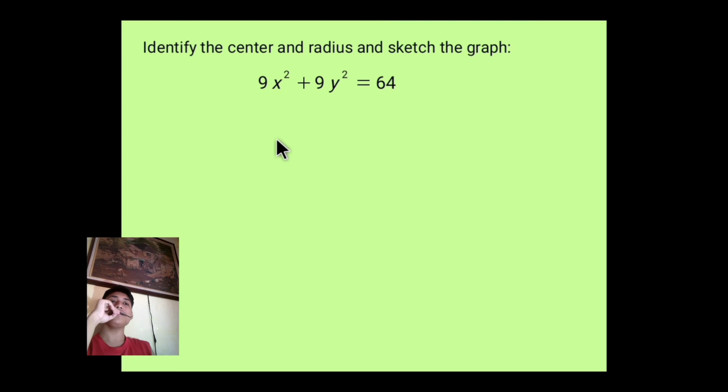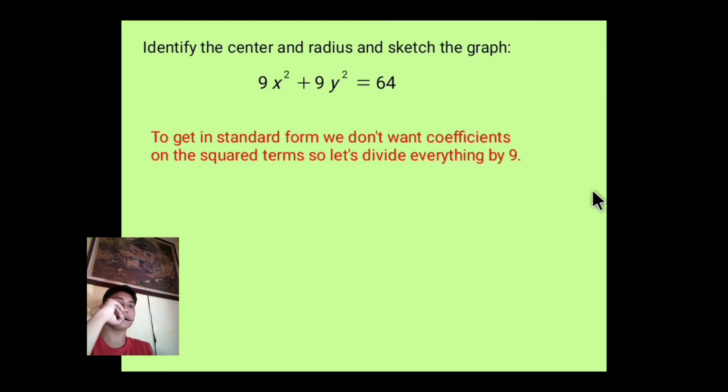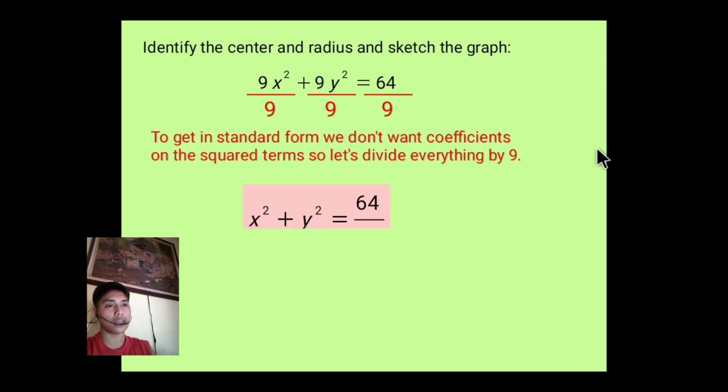Now, identify the center and radius and sketch the graph. To get the standard form, we don't want coefficients on the squares, so let's divide everything by 9. Divide both sides of the equation by positive 9. When we divide, we just remove the two 9s, and that is what comes out.